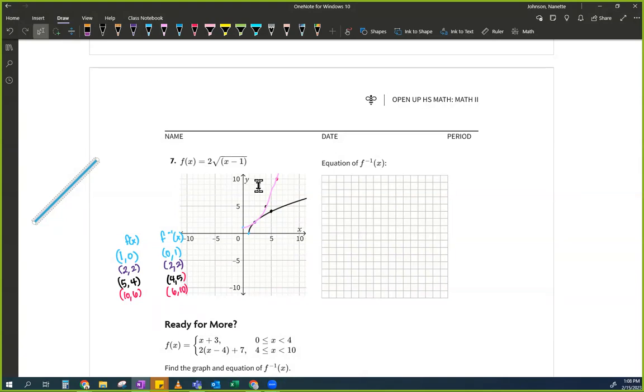Inverse means to switch x and y. So that means it's going to be reflected across the x equals y line. If you want to draw it on this one, by all means, go ahead. But it's easier to see it when they're on the same graph.